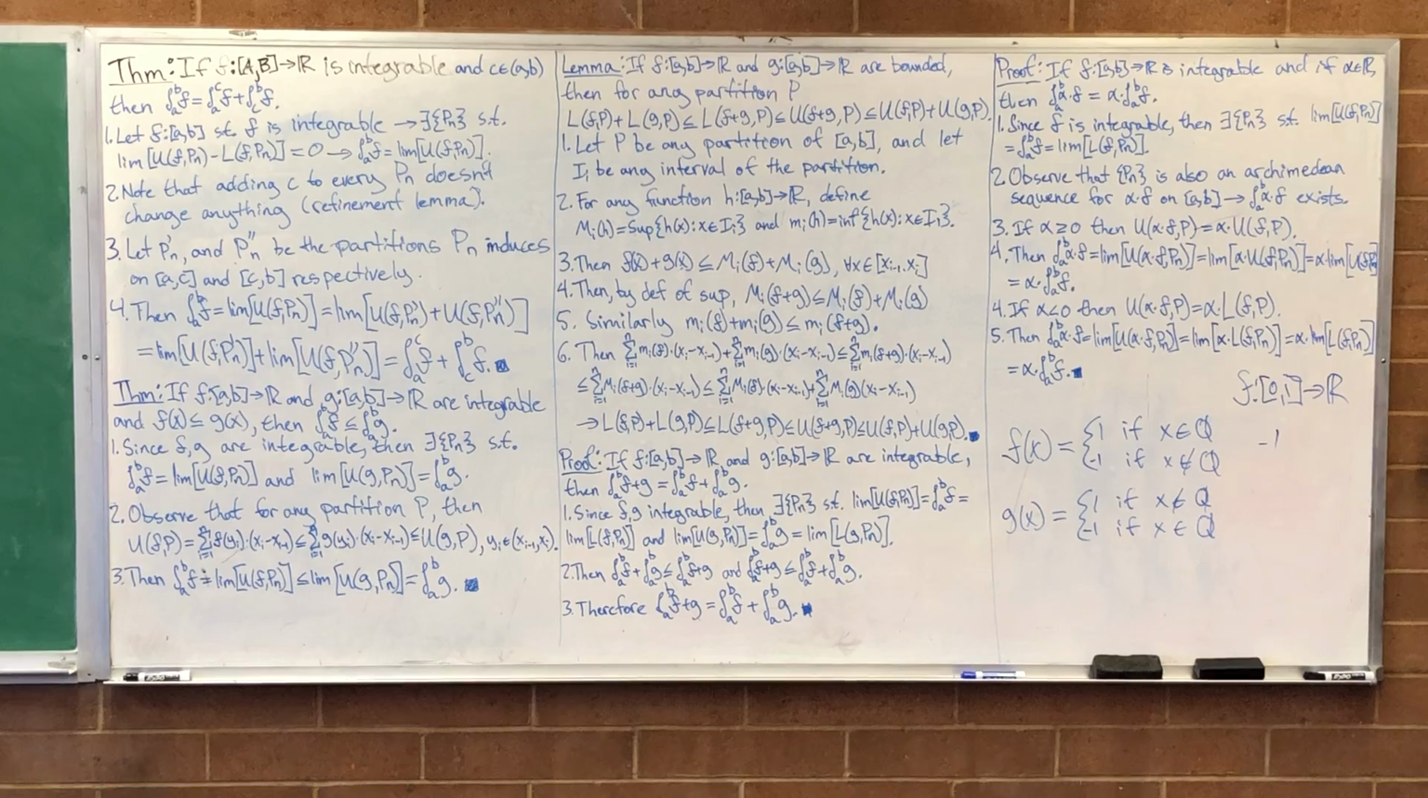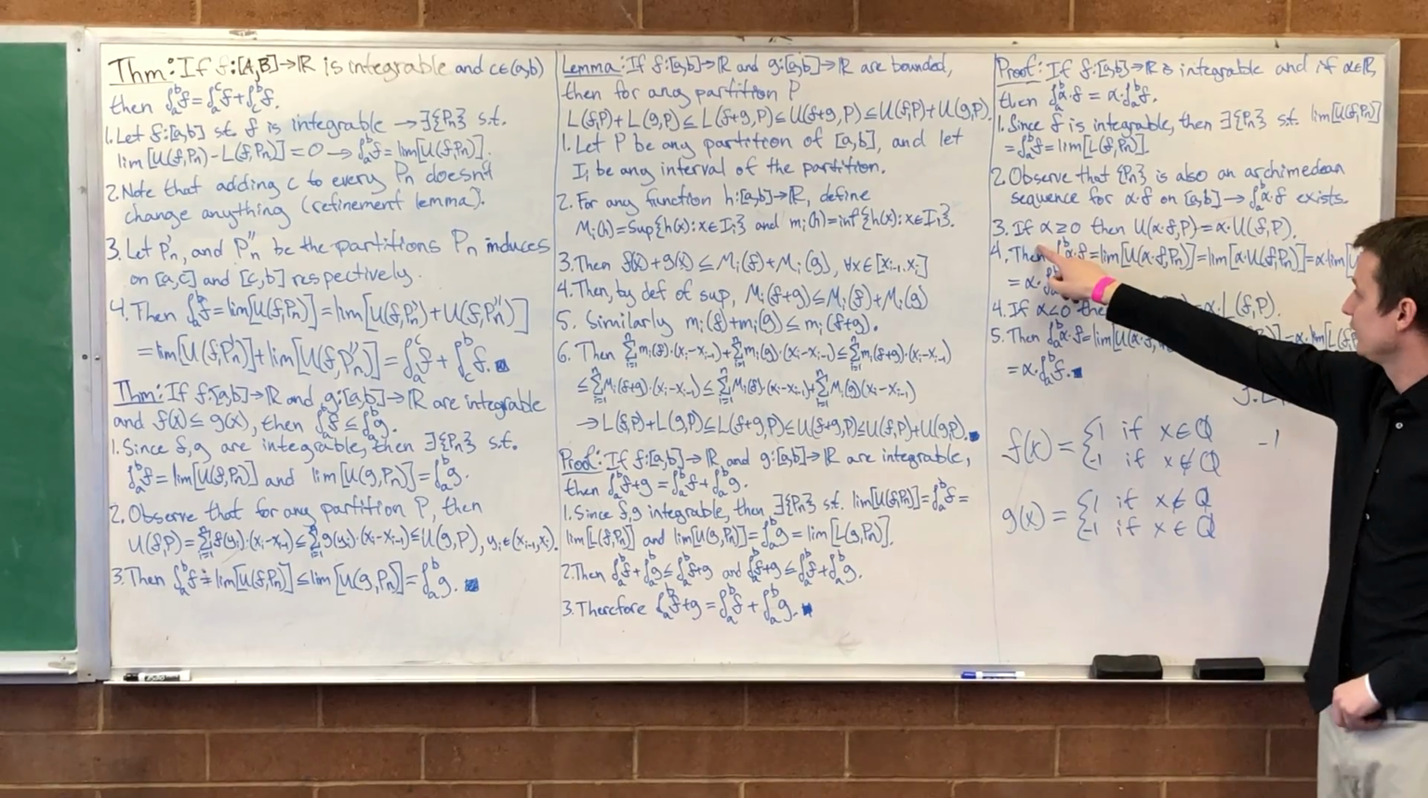So now we need to handle 2 cases. We need to handle a case where alpha is greater than or equal to 0, and a case where alpha is less than 0, because it's going to flip our upper Darboux sums into lower Darboux sums and vice versa when it's negative. So we'll start with the positive case because that one's pretty straightforward.